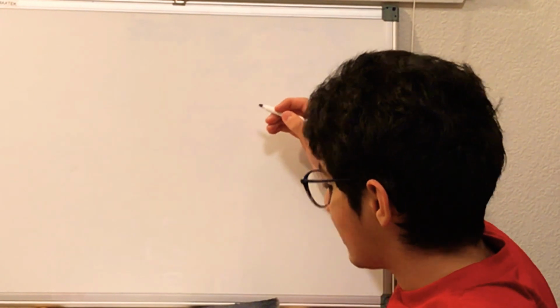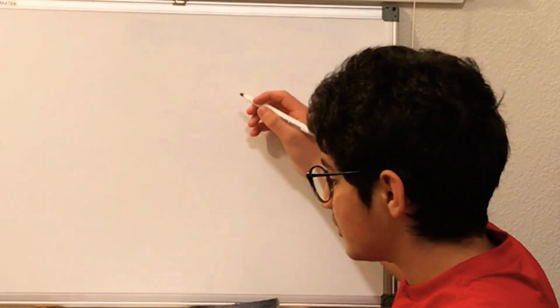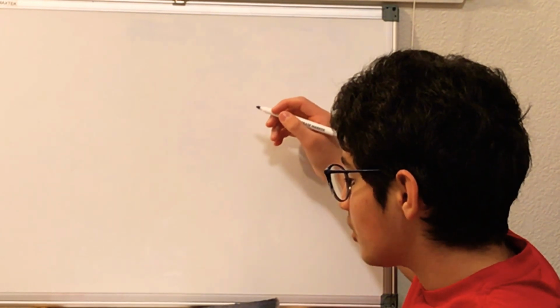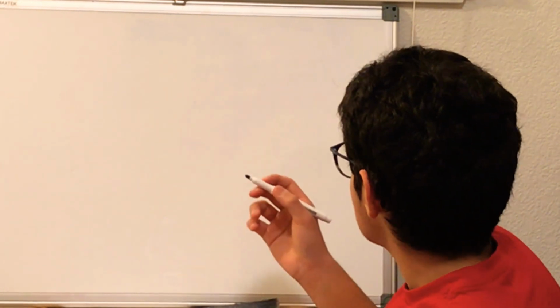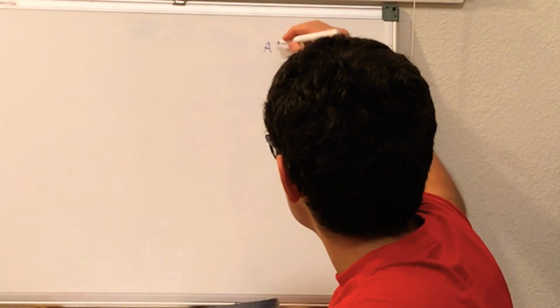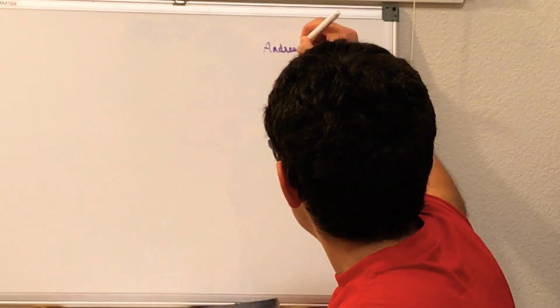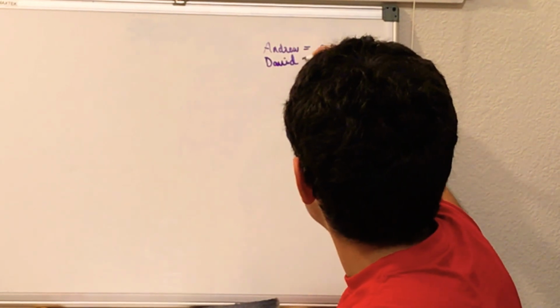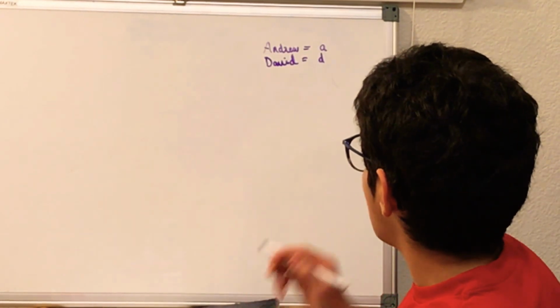So for the first question, it's about ages. Andrew is twice as old as David right now, and he is also 9 years older than David. How old will Andrew be in 2 years? So let's write the age of Andrew. Andrew equals A, and let the age of David equal D. David equals D. So now we can write some equations.